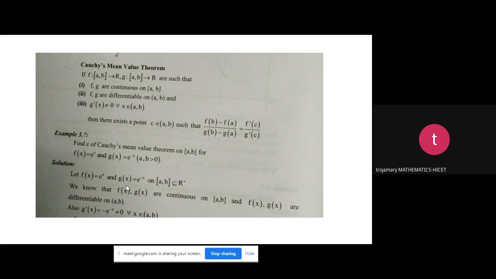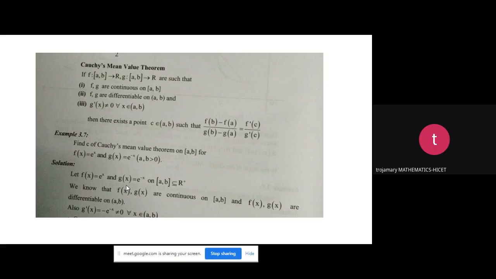Okay, you should keep in mind all the definitions and the rules of the theorems. So Rolle's theorem, Lagrange's mean value theorem, and Cauchy's mean value theorem. In all the three theorems, the first two points are the same: f is continuous in the closed interval [a, b], f is differentiable in the open interval (a, b). For Cauchy's mean value theorem, we have two functions f and g. So the conditions apply to both: f and g are continuous, f and g are differentiable. Then the third condition is different.